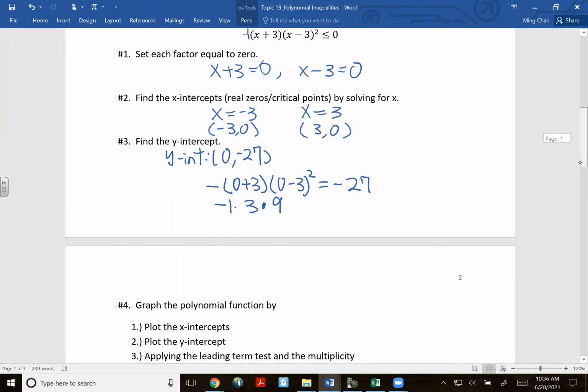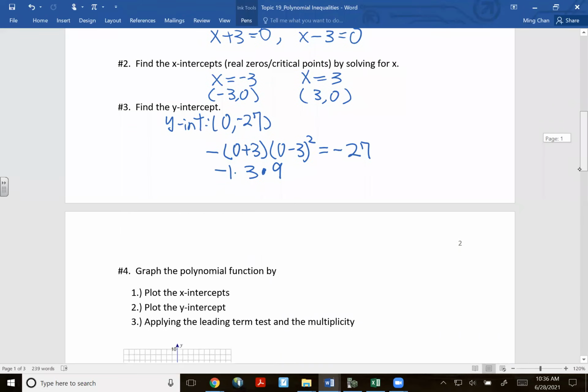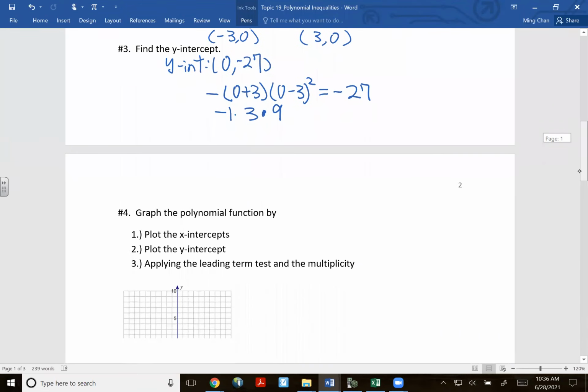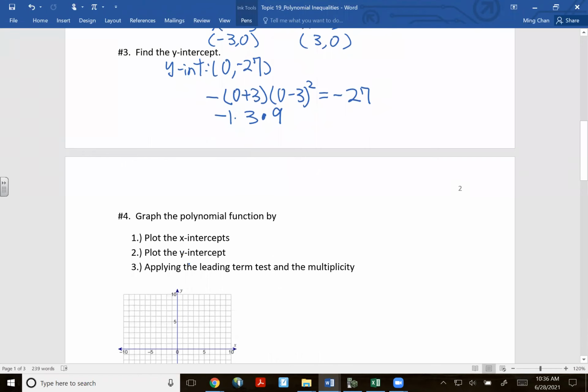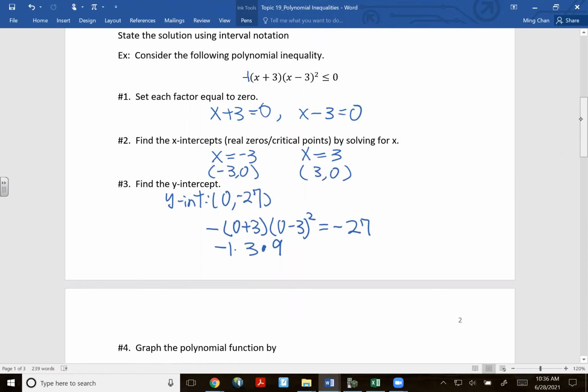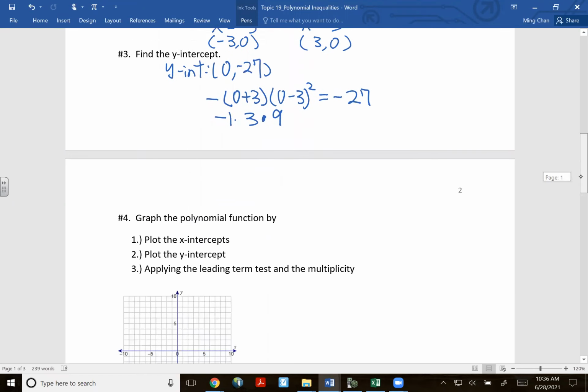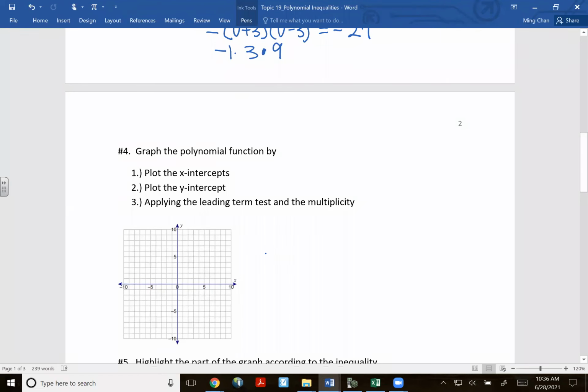All right, graph the polynomial function. Same thing as earlier. I'll do my x-intercepts, and my y-intercept is way down there. So think about this: x times x squared is x to the third power. The -1 in the front multiplies my entire function, which tells me my leading term is negative x to the third power. So by the leading term test, I know my graph should look like this: left side goes up, right side goes down.